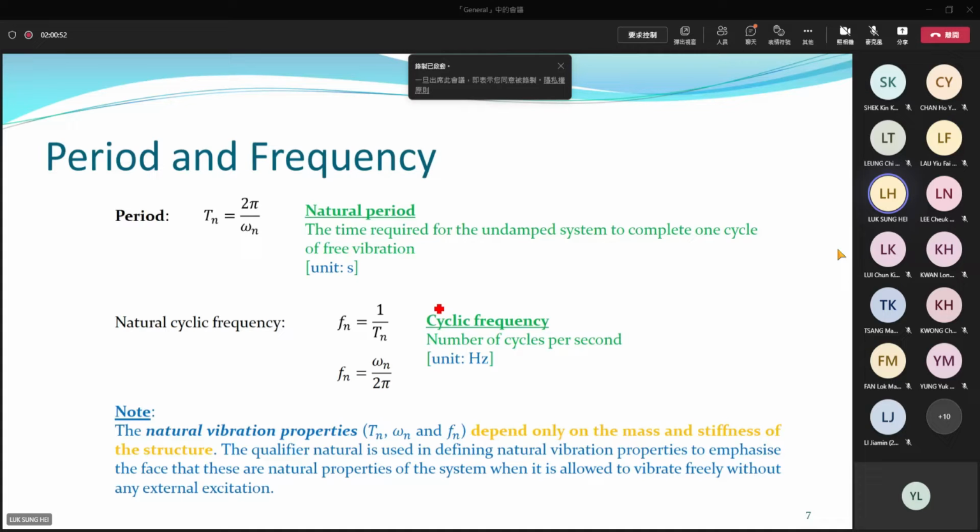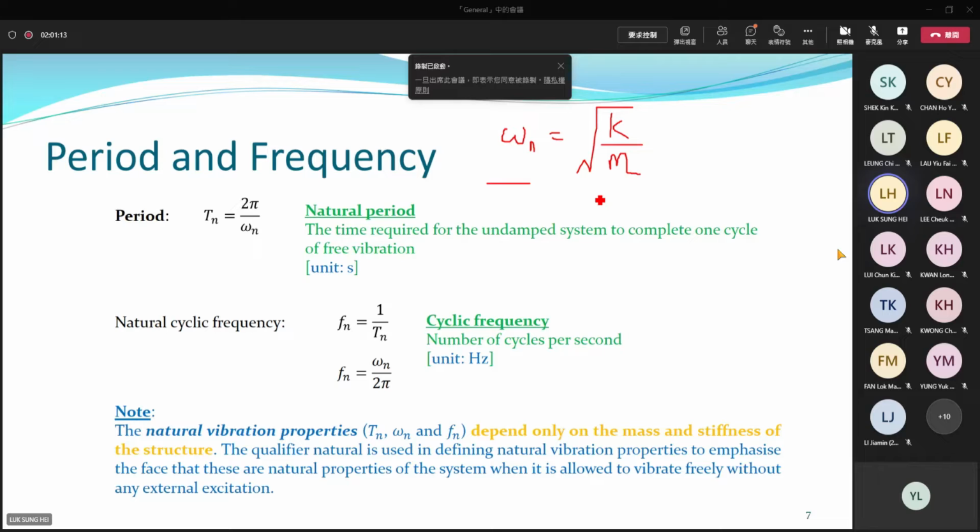There is some relationship between period and frequency. At the beginning, you have learned what natural frequency is. Natural frequency omega n is equal to the square root of k over m. Remember this equation, omega n.